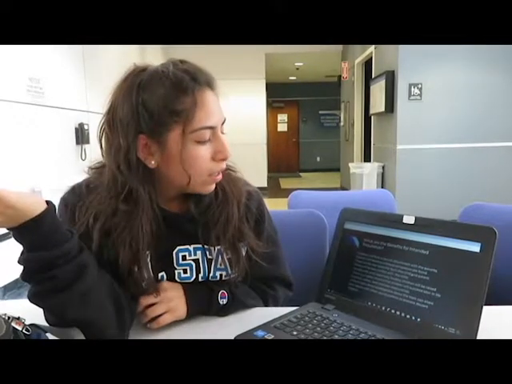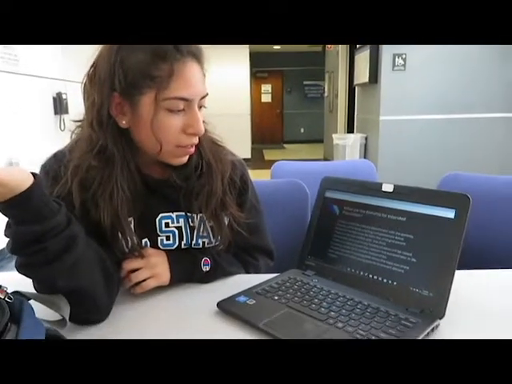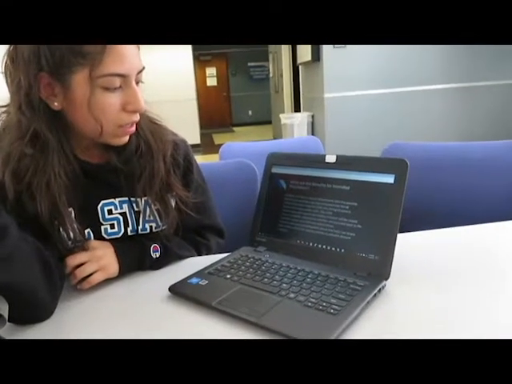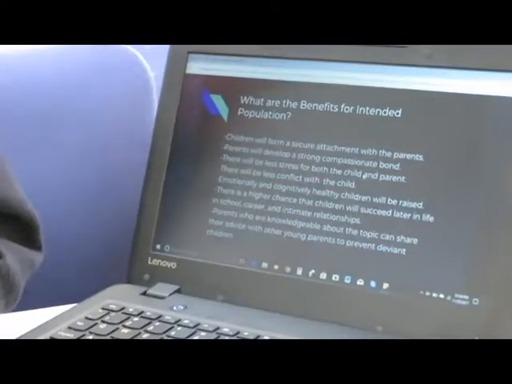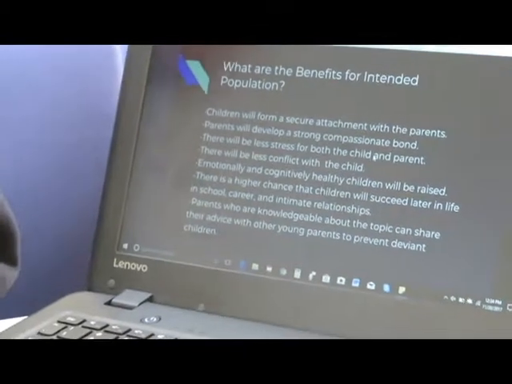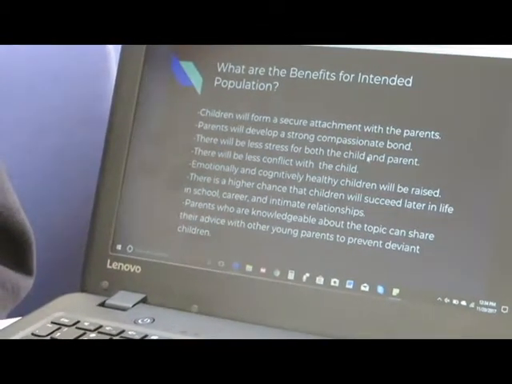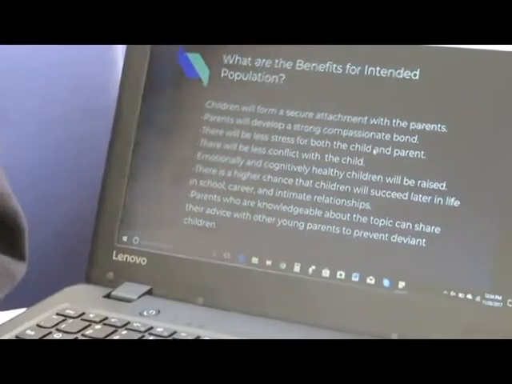Another benefit is that emotionally and cognitively children will be raised better. So in this case, studies show that they will be cognitively better in school and emotionally stable, with forming relationships or being more active in school. There's also a high chance that children will succeed later in life, such as in school, in their intimate relationships, and in their career. So they will be more successful and they will be able to advance later in life.